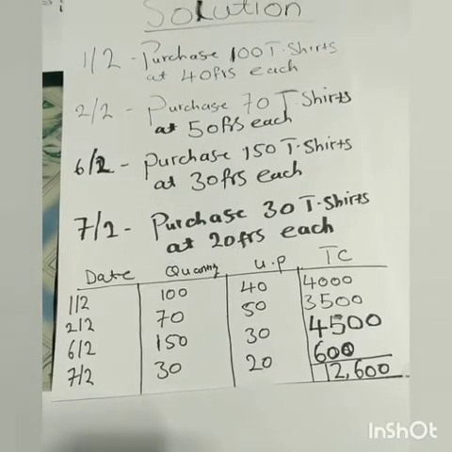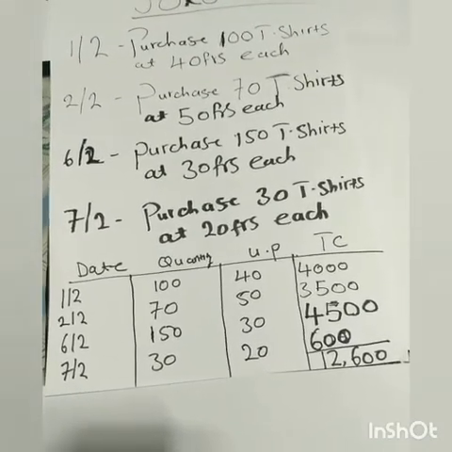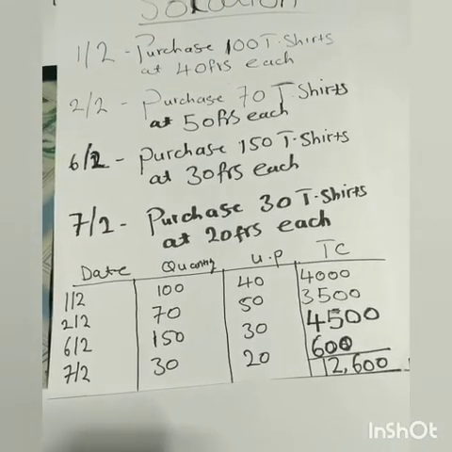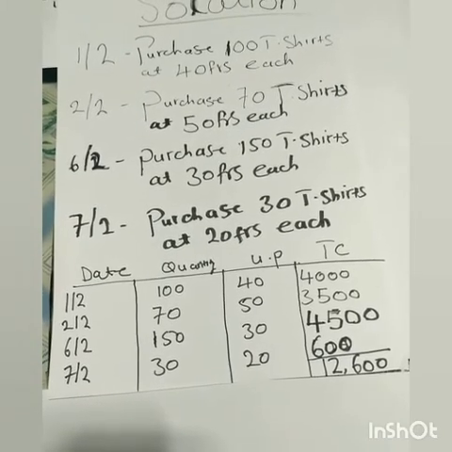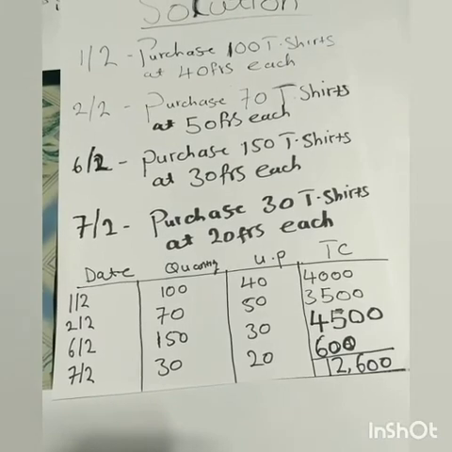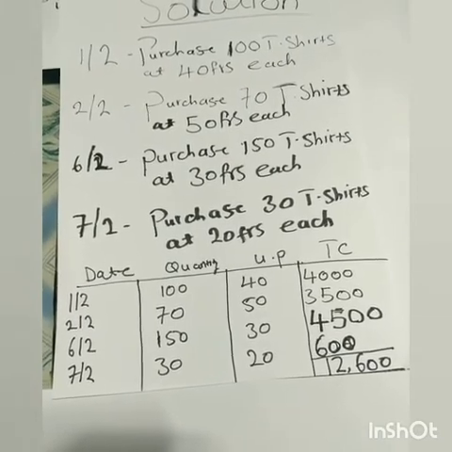Yeah, so you can see the 12,600 here. So if you take 100 times 40 plus 70 times 50 plus 150 times this, plus 30 times 20, which has given this amount, you totally get 12,600.